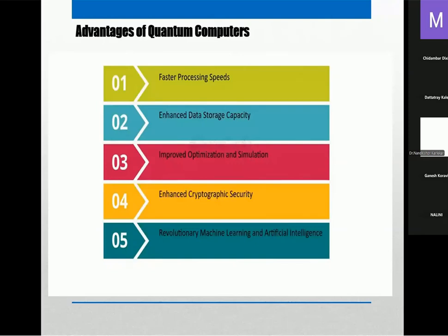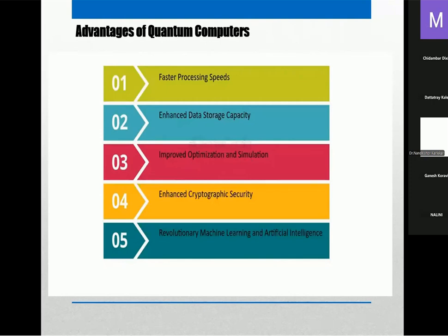These are some advantages I can highlight: faster processing speed and data storage capacity. I think in the earlier session there were some questions about data storage and other things. So what are the advantages of quantum computing? Faster processing and speed. Enhanced data storage capacity. It will improve data storage because of improved optimization and simulation. The third one, enhanced cryptography security. As we are aware, there is a concept of blockchain.